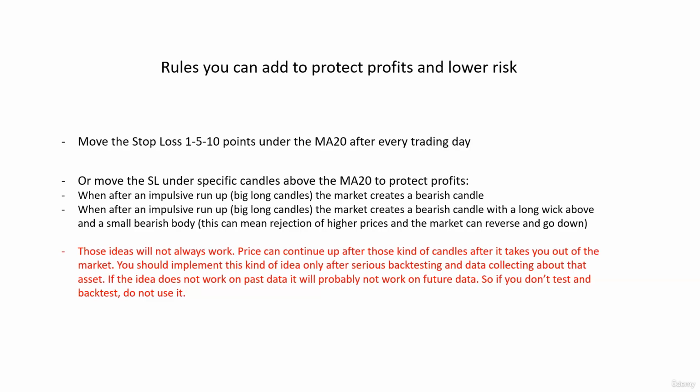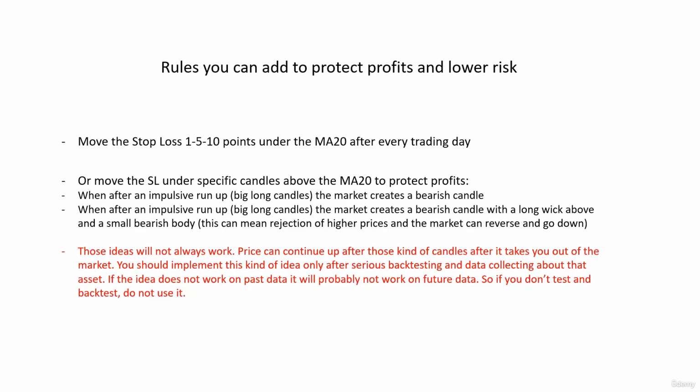You're going to observe this, that the price from the low to the high just created a long leg and the move might be over or not. And when, after an impulsive run up with big long candles, the market creates a bearish candle with a long wick above, so you're going to see that, and a small bearish body, this means rejection of higher prices and the market can reverse and go down. So again, you might want to see this in backtesting when you have that rejection of price, what does it happen? Does the price go down and the Rex indicator would take you out, or it continues higher most of the time?